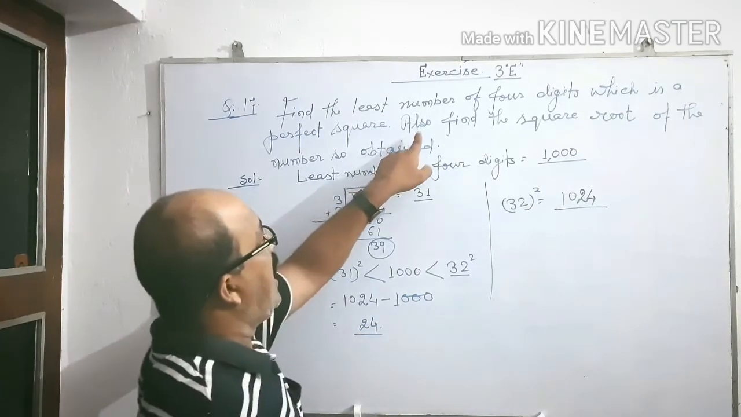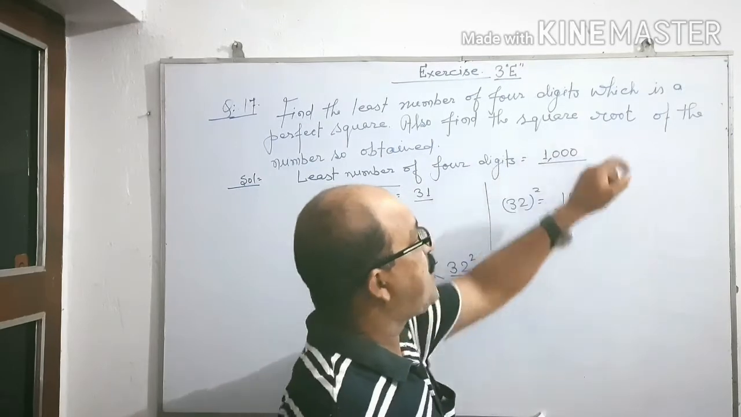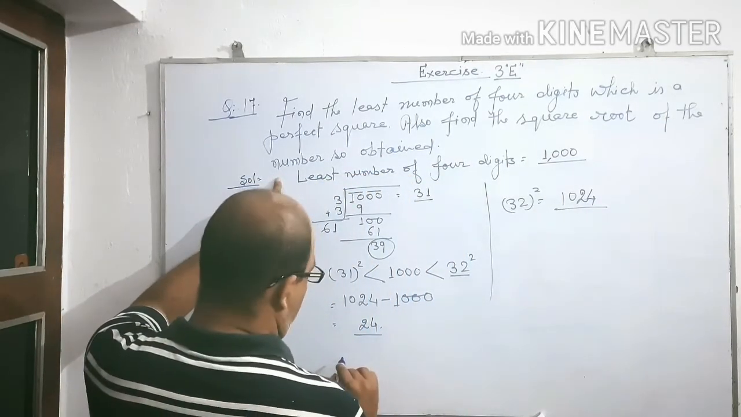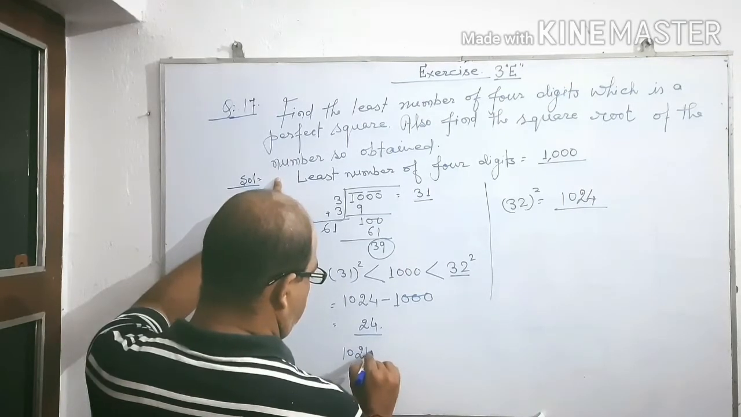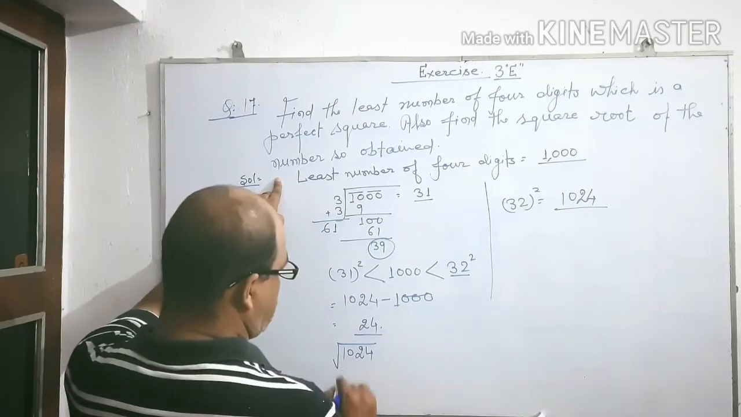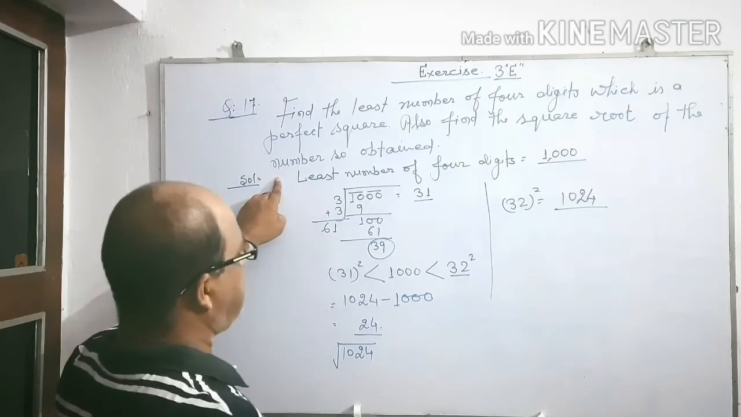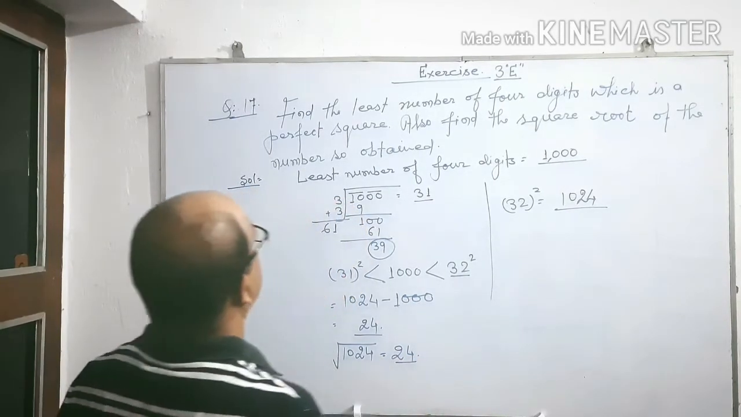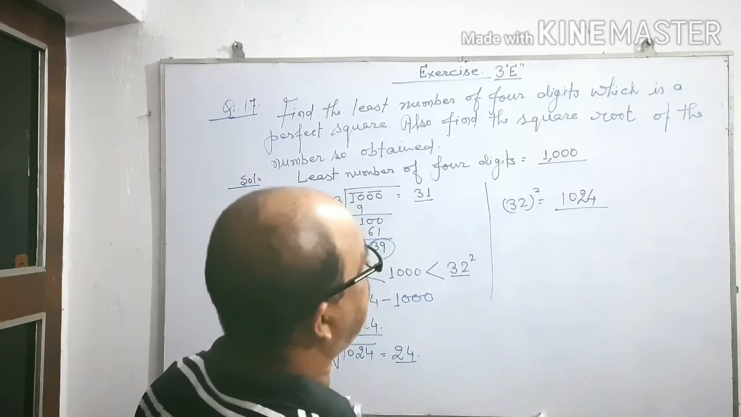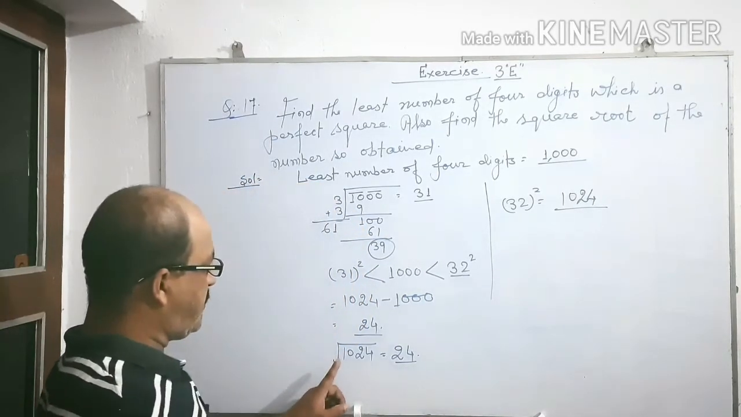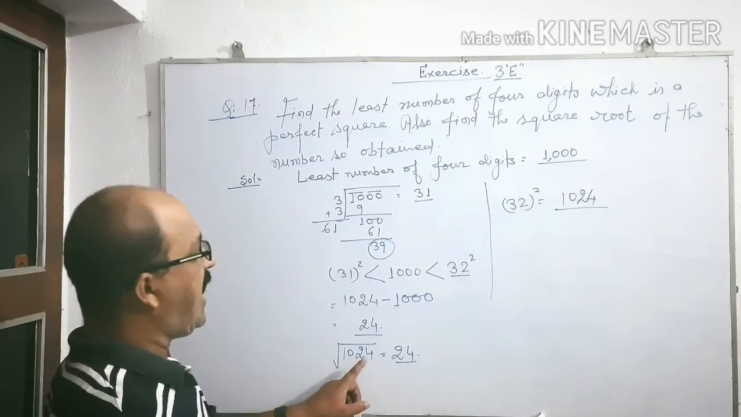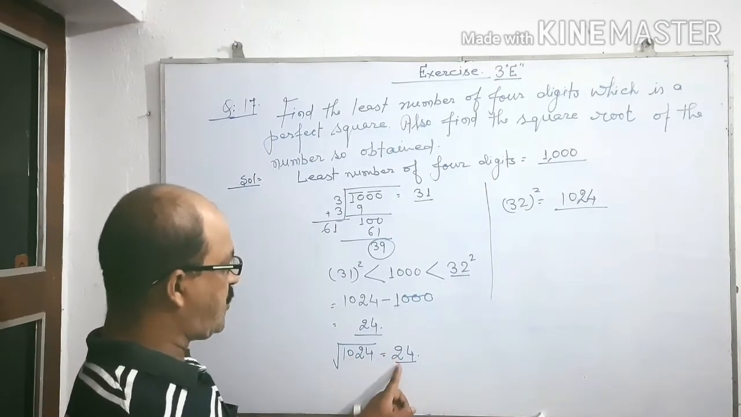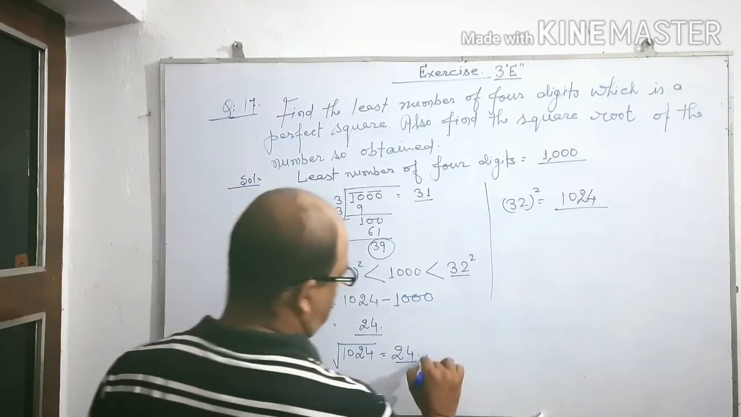Once again, we also find the square root of the number. The square root of 1024, the least 4-digit perfect square, is 32. So the least number of 4 digits is 1024, it becomes the perfect square, and the square root of this number is 32. This was the answer.